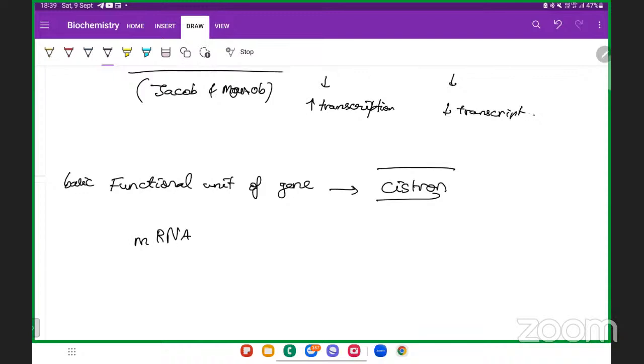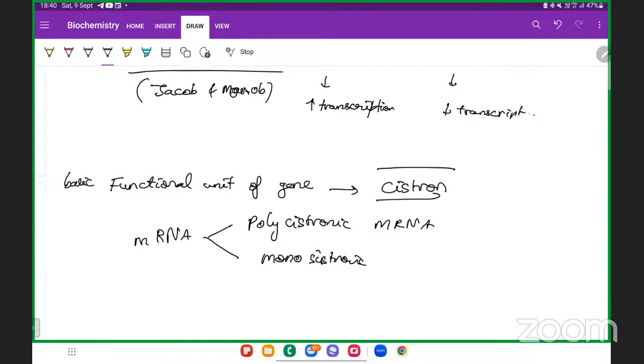The mRNA is of two types. One, polycistronic mRNA, and you're going to have monocistronic mRNA. Before that, can anyone in this session tell me what this operon model suggests?